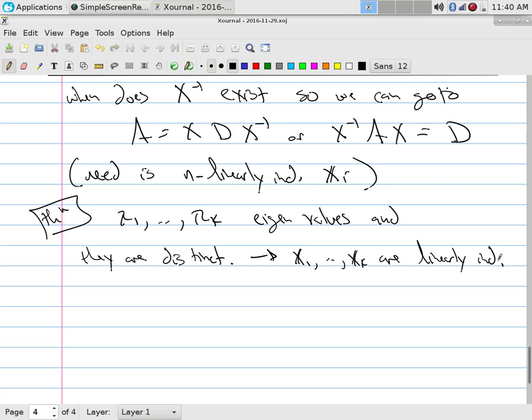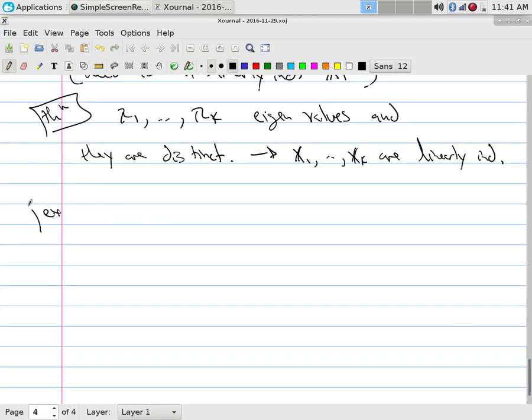So if I would go back through a problem, say for example, let's say A was equal to 1, 2, 3, 0, 1, 0, negative 1, 0, and 0, 0, 2.